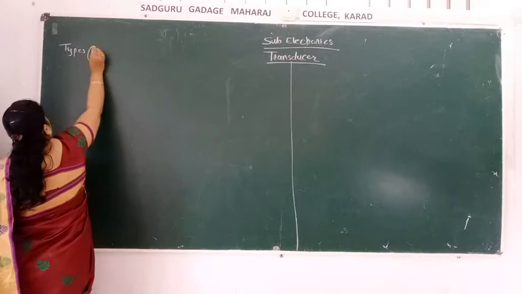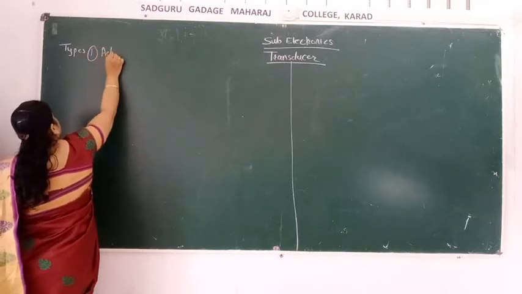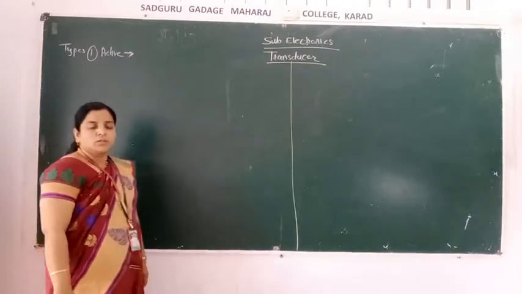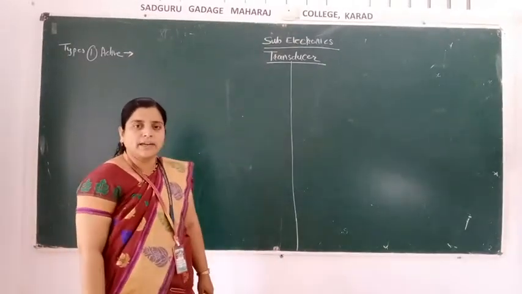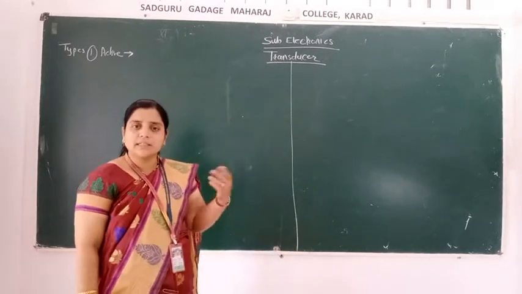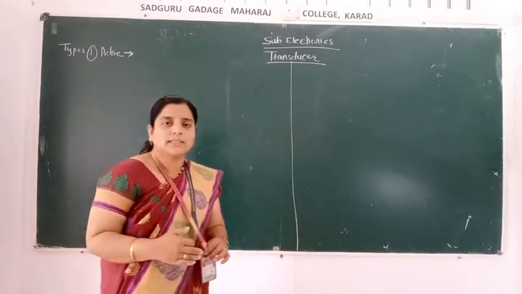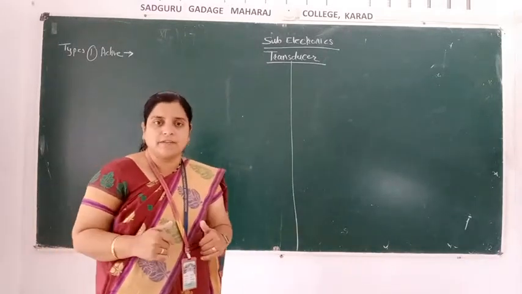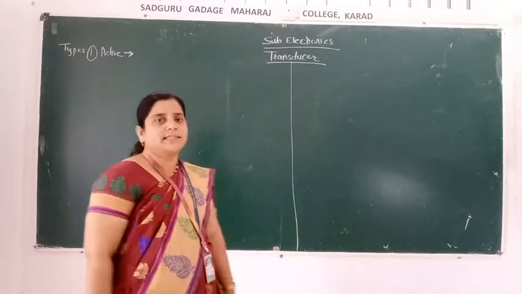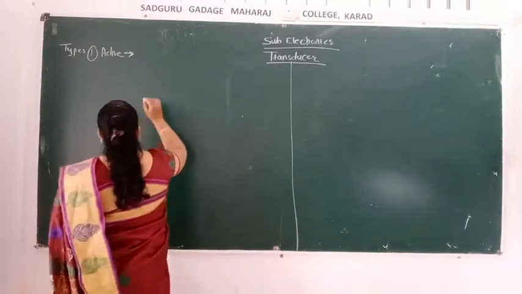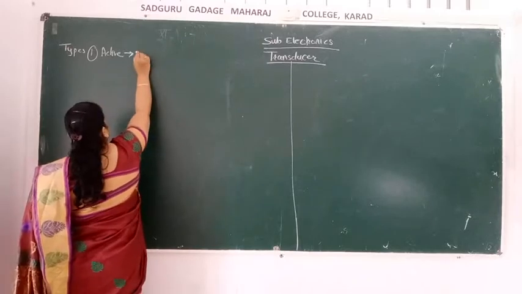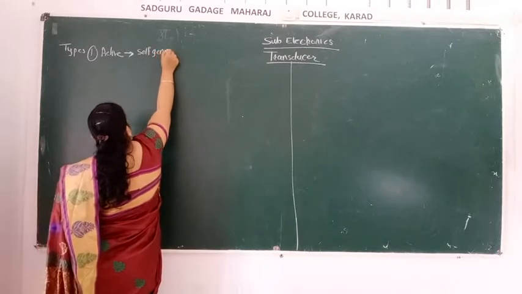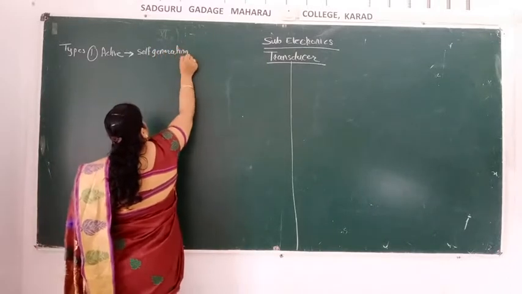First type is the active transducer. Active transducer means those transducers which do not require external power or external supply to operate. So it operates or generates itself. It does not require any external signal. It is called the active transducer, and it is also called a self-generating transducer.